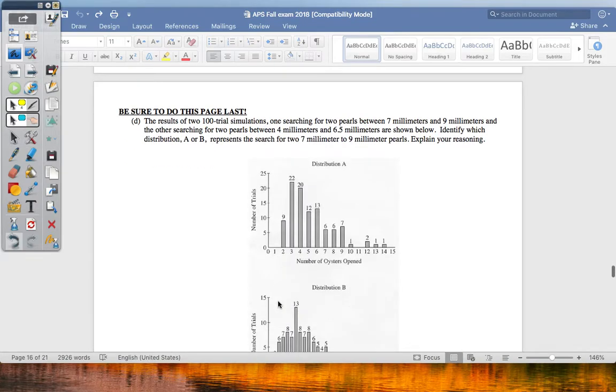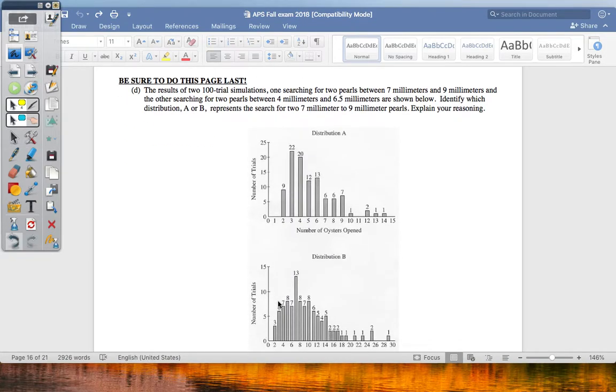All right. Last but not least, the results of 2 100 trial simulations, one searching for 2 pearls between 7 and 9 and the other searching for 2 pearls between 4 and 6.5, are shown below. Identify which distribution represents the search for 2, 7 to 9 pearls.